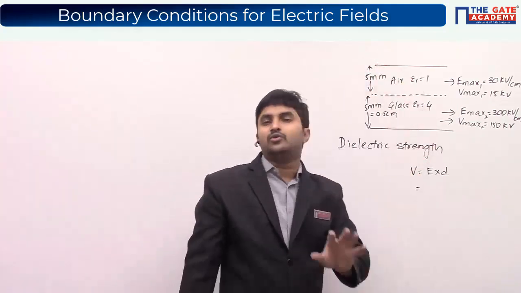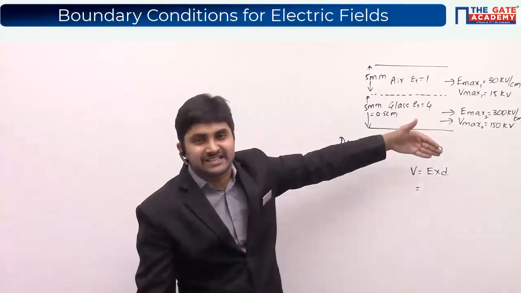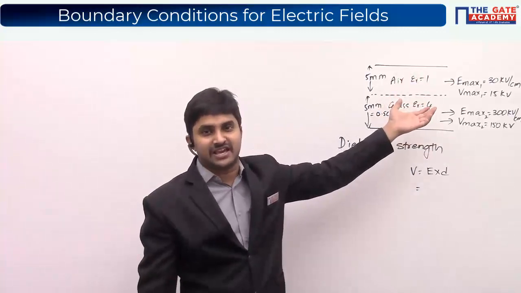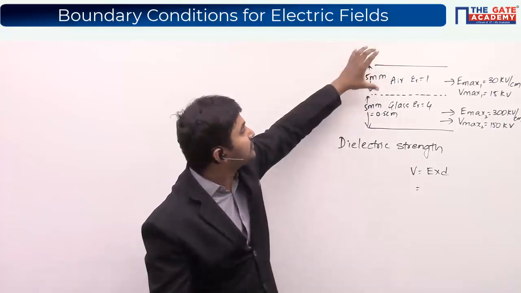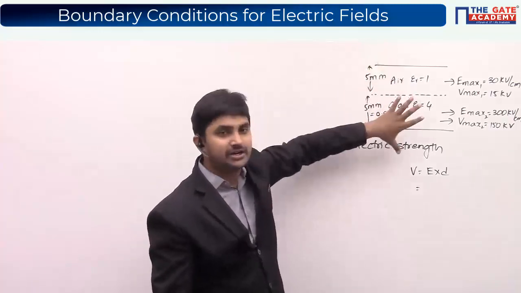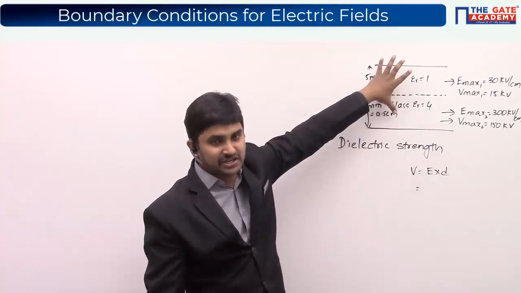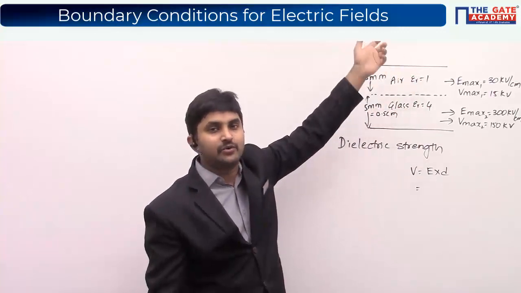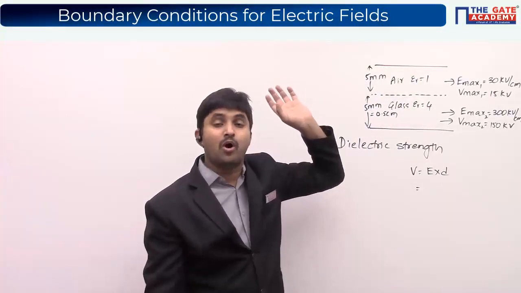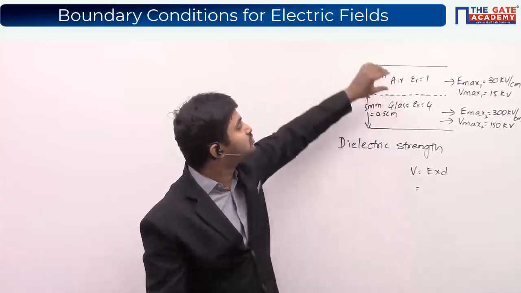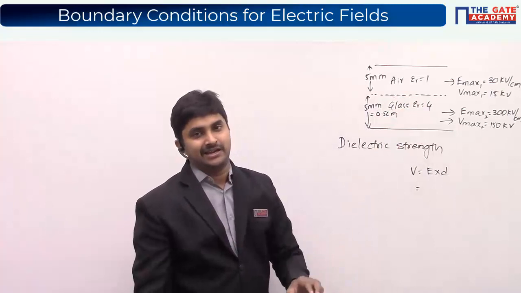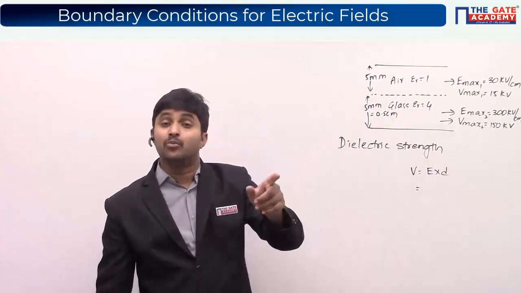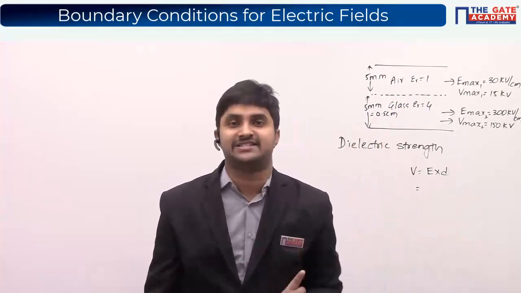So what you have to see, because this is a series case, isn't it? This is nothing but a series case. If I apply some voltage here, for example 100 volts totally on this capacitor, what is the amount of voltage that comes to air and what is the amount of voltage that comes to glass? And in this case, I am more concerned about air than glass.